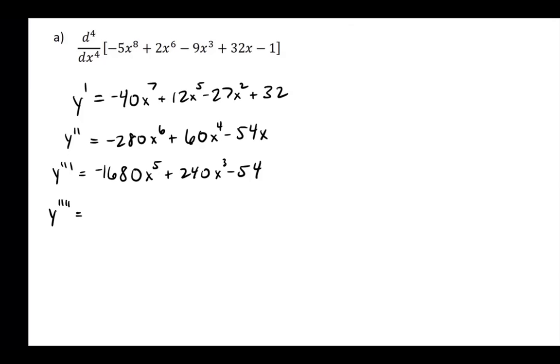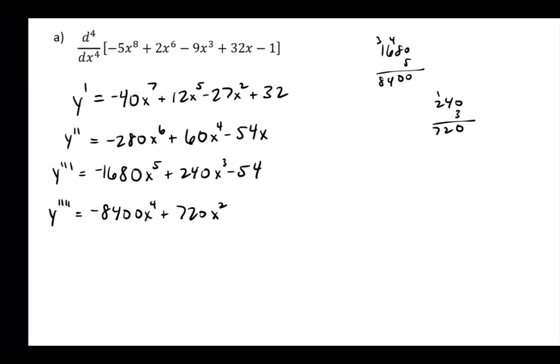Okay, so let's see, 1680 times 5, 34, 840, negative 840, 8,400 x to the fourth plus, let's see, 240 times 3, 720, done.